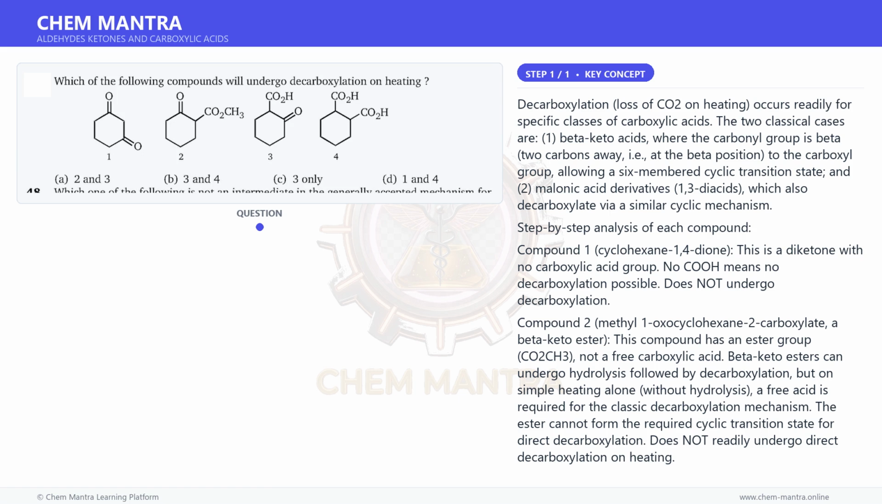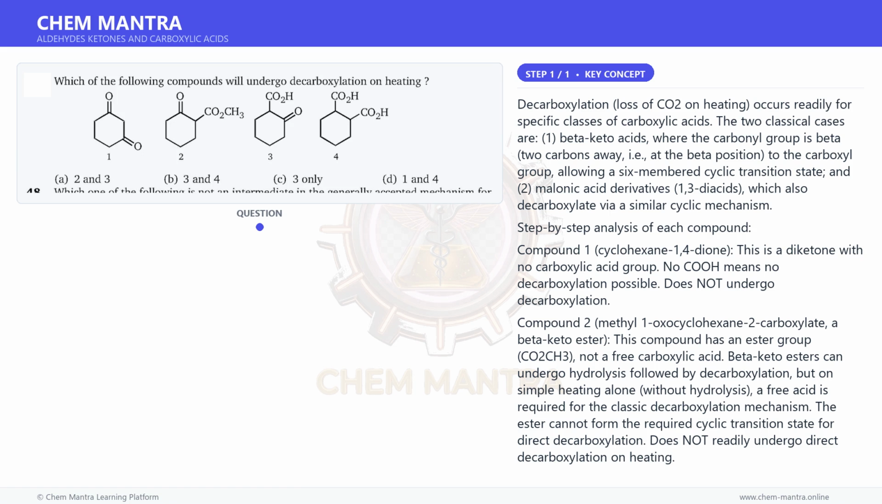Step-by-step analysis of each compound. Compound 1, cyclohexane-1,4-dione. This is a diketone with no carboxylic acid group. No COOH means no decarboxylation possible. Does not undergo decarboxylation. Compound 2, methyl 1-oxocyclohexane-2-carboxylate, a beta-keto ester.